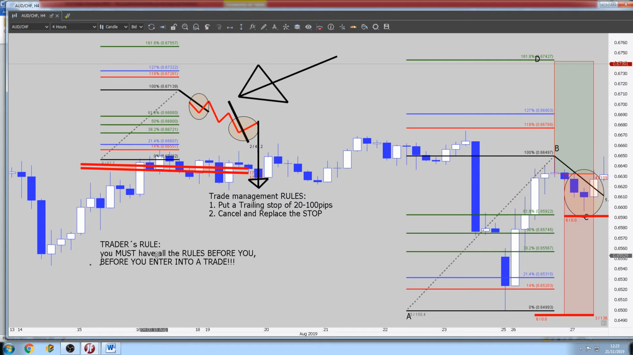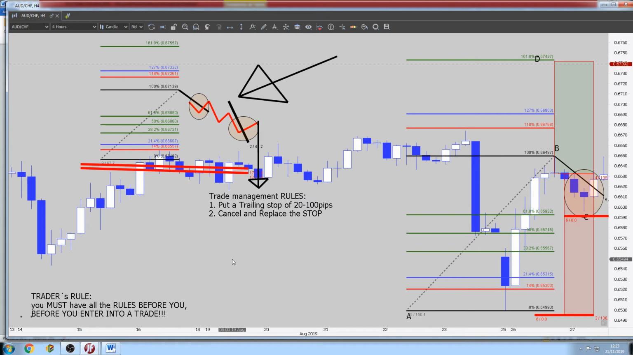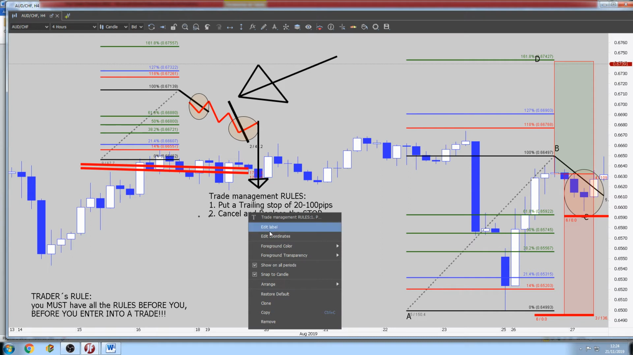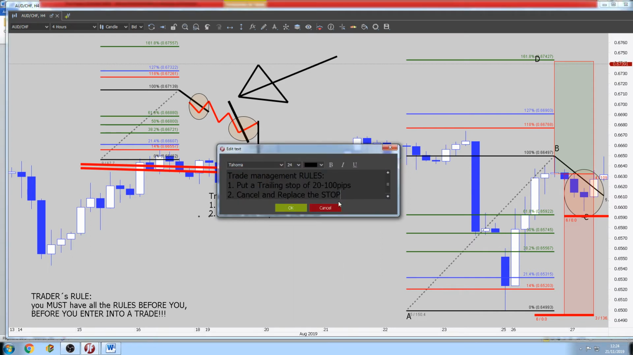So, to give you a hand, everybody, to help you a little bit, you can put in here number 3. Number 3, and there is no right or wrong. Number 3, example: I will exit the trade if I see 2 lower highs and 2 lower lows on the 30-minute chart.